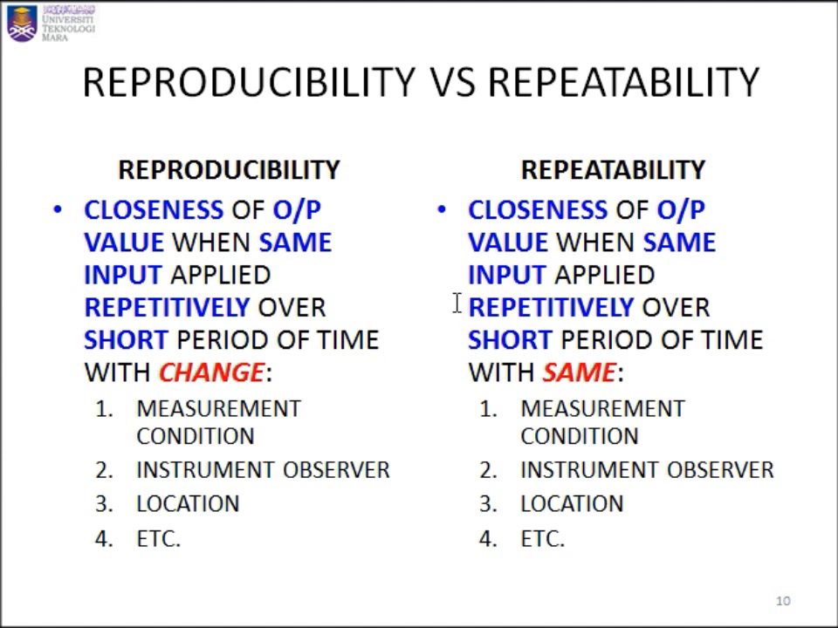So what is the difference between reproducibility and repeatability? Reproducibility is the closeness of output value when the same input is applied repetitively over a short period of time with change of measurement condition, instrument, observer, location, or etc. So what is repeatability? It is the closeness of output value when the same input is applied repetitively over a short period of time with the same measurement condition, instrument, observer, location, and etc.